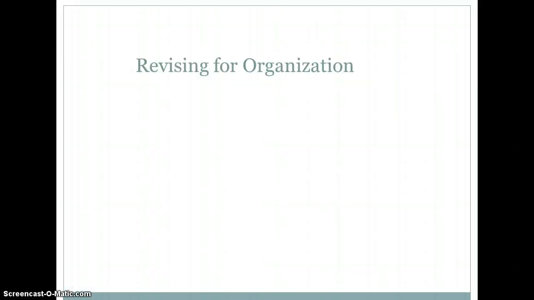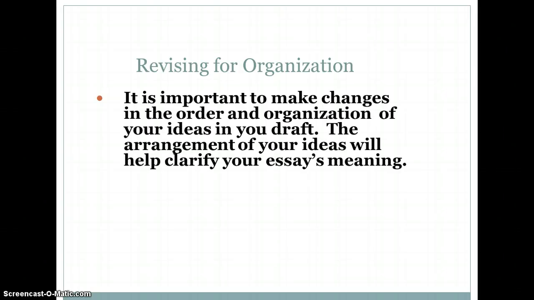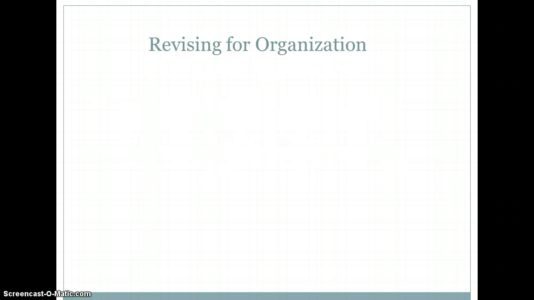Revising for organization. It is important to make changes in the order and organization of your ideas in your draft. The arrangement of your ideas will help clarify your essay's meaning. This is, again, when it's an essay, it's extremely important that you make sure that you have your ideas properly organized with supporting details. In a short story, it's just as important because your reader needs to know what comes first, what comes next, the order of events, in order to keep them from becoming lost and confused.